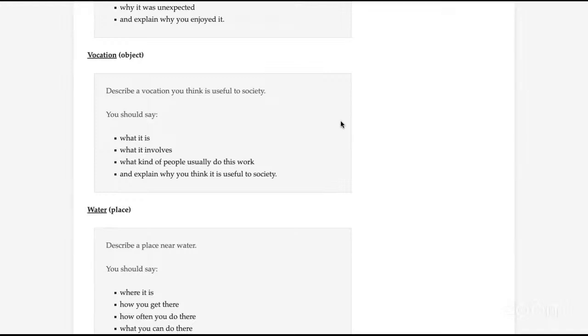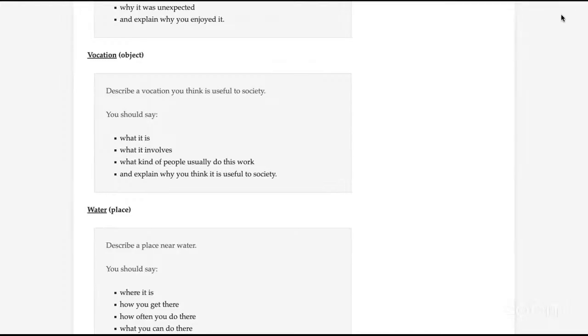Search about the word. Describe a career you think is useful for society or occupation. Okay, I can start speaking because we don't have much time left. Okay, I'm not saying this with preparation, but I'll go ahead.